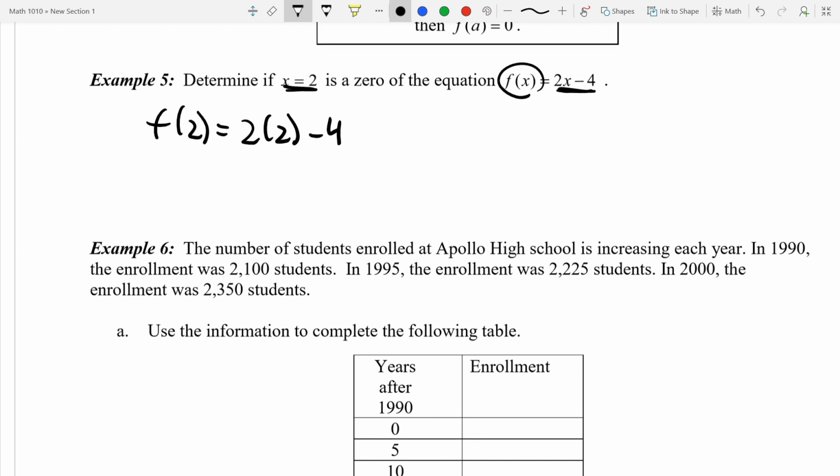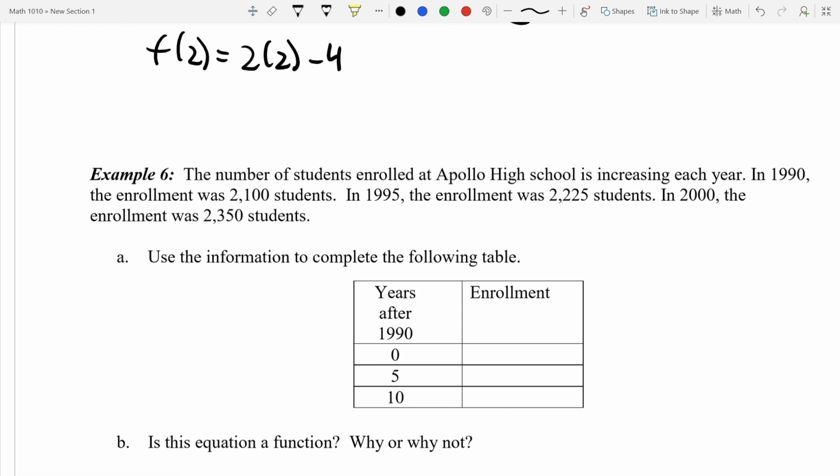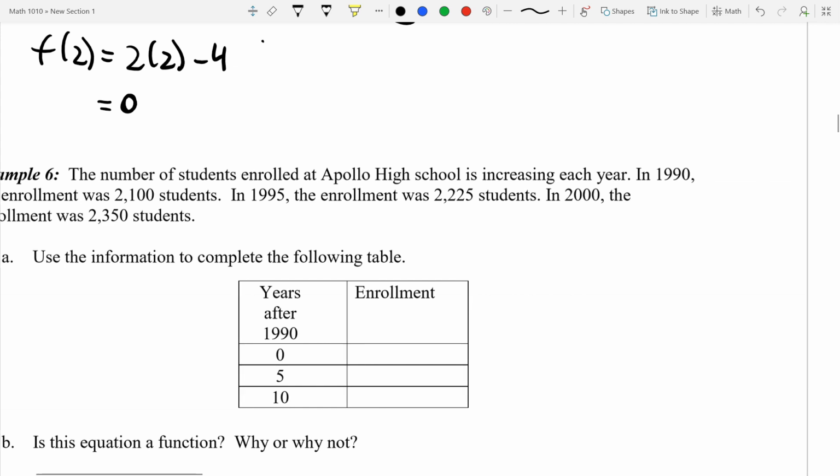Now, I am having some trouble with you on your work. And I'm actually going to show you what I'm talking about in a minute. Actually, I'll show you almost immediately. So 2 times 2 is 4. 4 minus 4 is a 0. Okay, so do I get a 0? Yes. Is it a 0? Yes, it is.